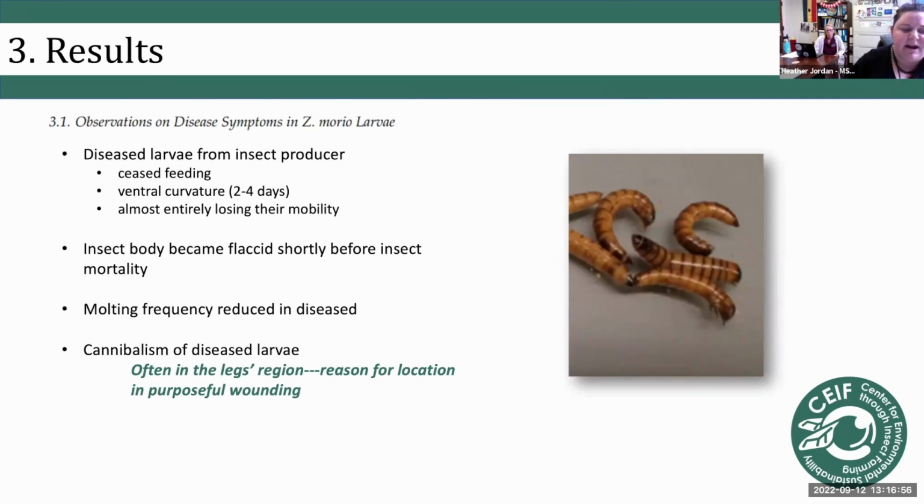The insect body also became flaccid shortly before the insect died. The molting frequency was also reduced in diseased larvae. Cannibalism of the diseased larvae often occurred in the leg region, which was the reason for the location in the purposeful wounding experiment.